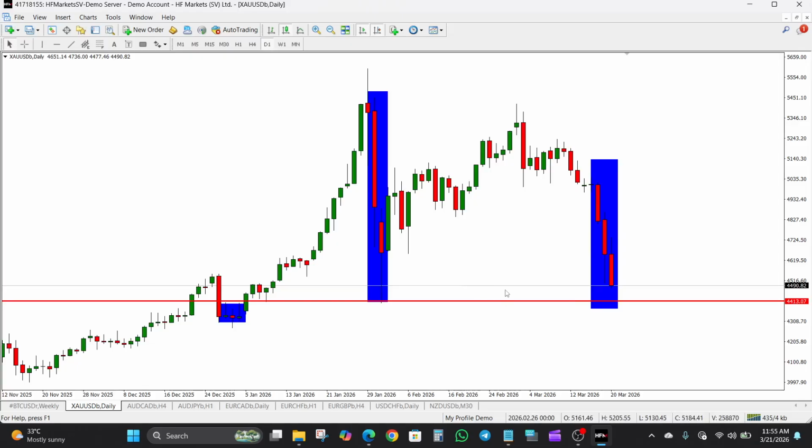Okay, so the key lesson here is patience. Don't try to catch a falling knife. Let the market show signs of stability first before making a decision.